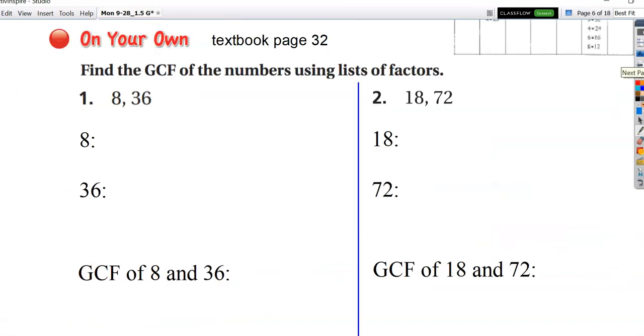All right, so this is the OYO. You are trying these on your own. Go ahead and if you missed class, pause the video and try these two problems on your own, and then restart the video and see how you did.